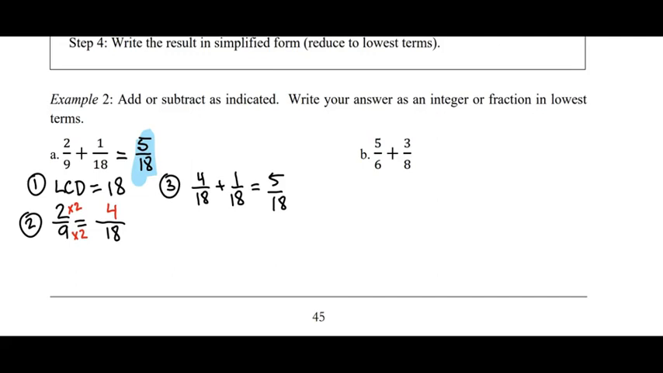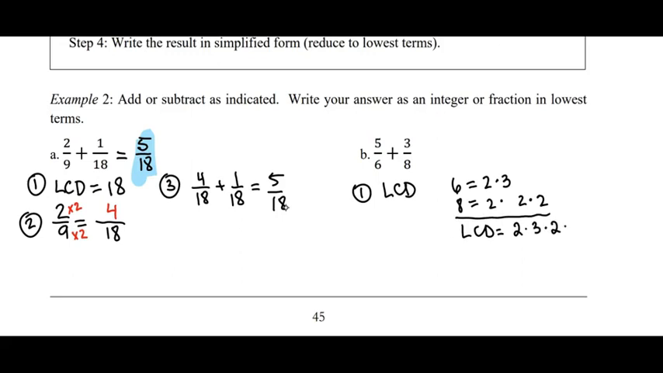Okay. Moving on to the next one. In part B, you have 5 over 6 plus 3 over 8. Let's go ahead and do step 1, find the LCD. 6 is 2 times 3, and 8 is 2 times 2 times 2. So the LCD is 2 times 3 times 2 times 2, which is 24. So your LCD is 24.